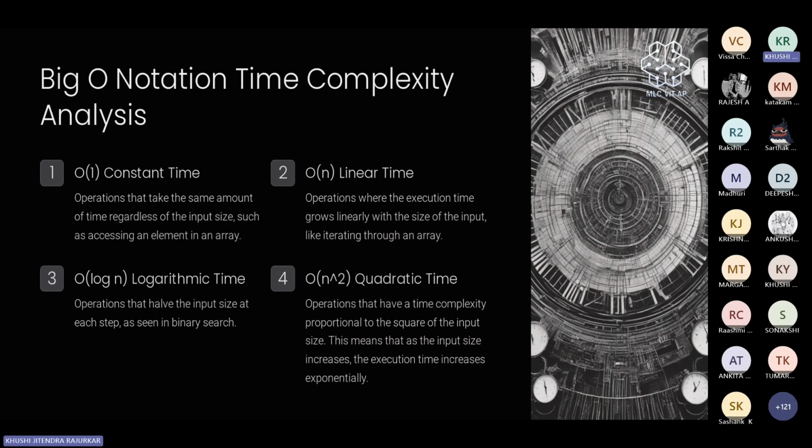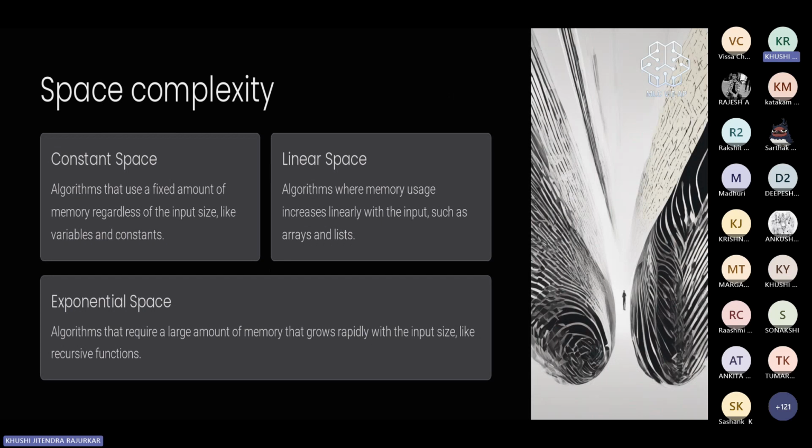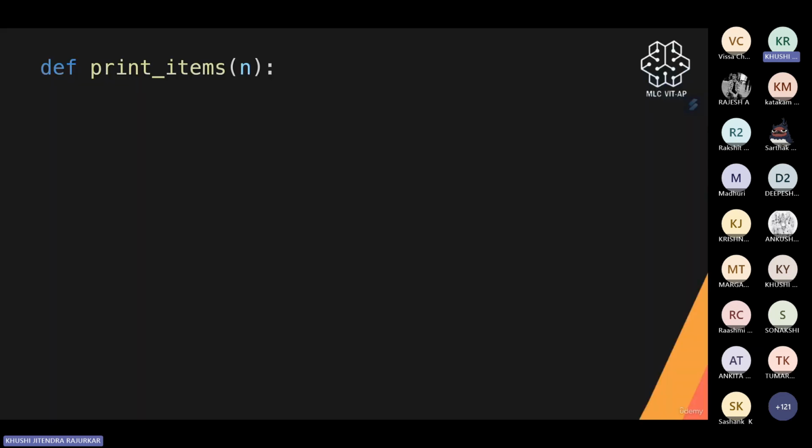And space complexity is a concept that we won't be digging into much deeper. Our course will be mostly revolving around time complexity. Space complexity also has its various parameters such as constant space, linear space, and exponential space. Now let us get started with O of n first. So we'll be talking about O of n time complexity first of all.